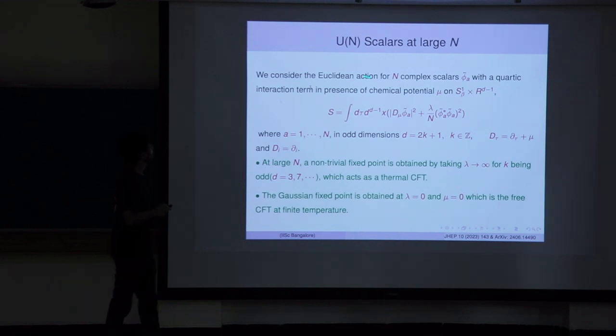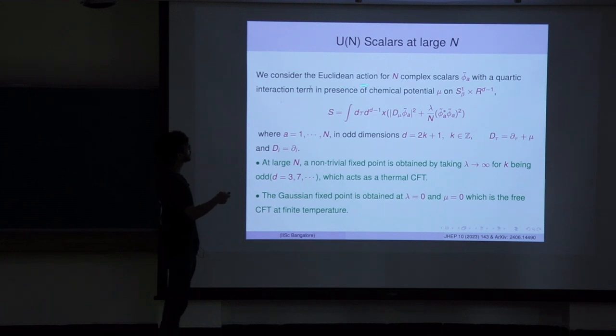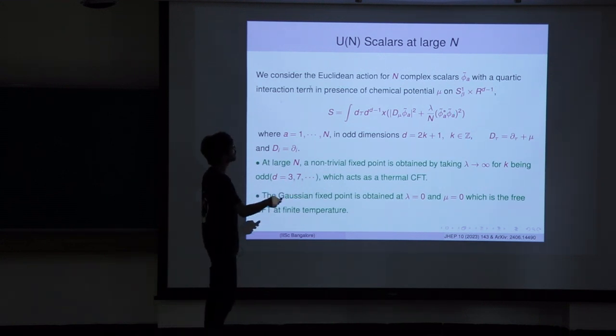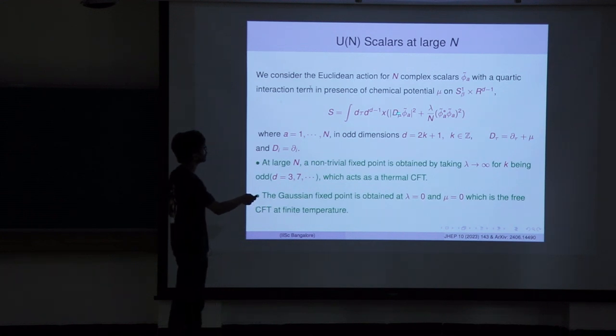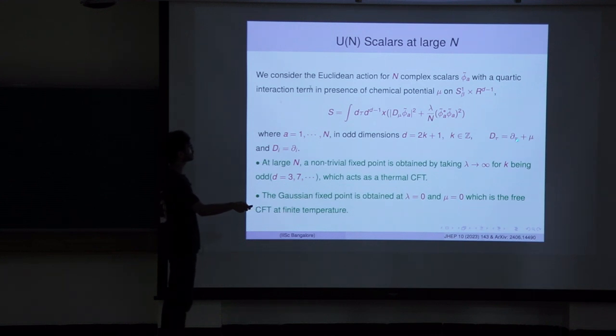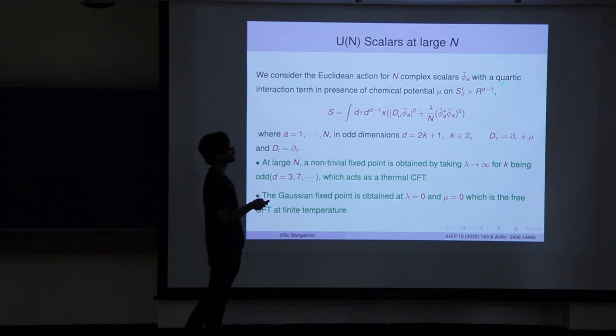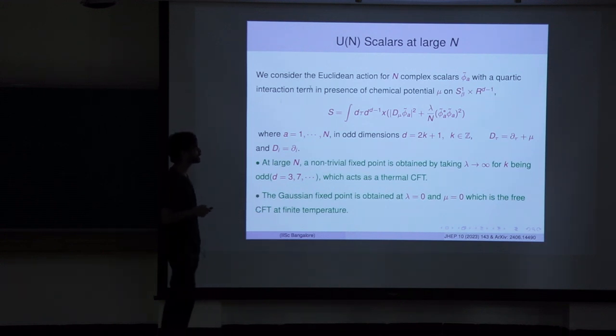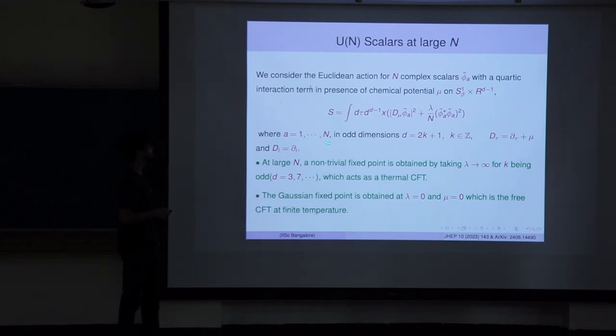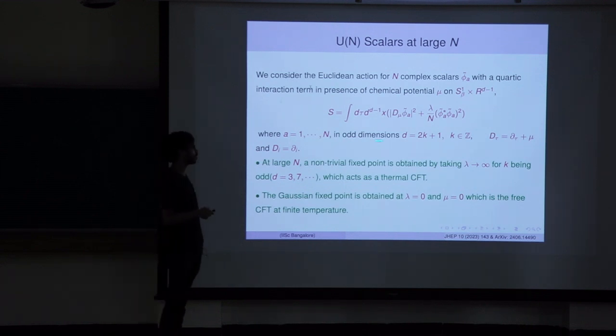So first, the model we are studying. This is a model of N complex scalar fields, and you have a quartic interaction term in the action, and the capital D_mu are covariant derivatives because of the presence of a chemical potential. It appears in this way, and the theory is, of course, S^1 times R^(D-1) because we are studying finite temperature CFTs. I also mention that we are studying these models in odd space-time dimensions, where D is equal to 2k plus 1 and k is an integer.